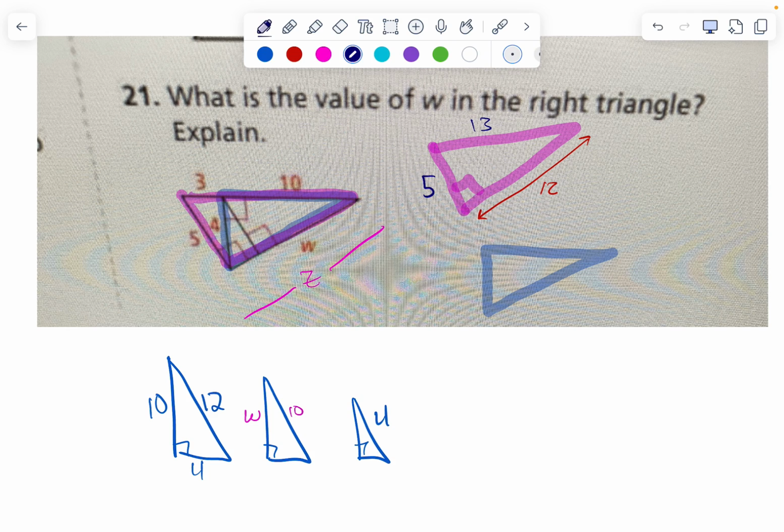Okay, the side lengths of it are 4, 10. Here's our right angle, and that same side length. Right? Same side length. Well, check this out.